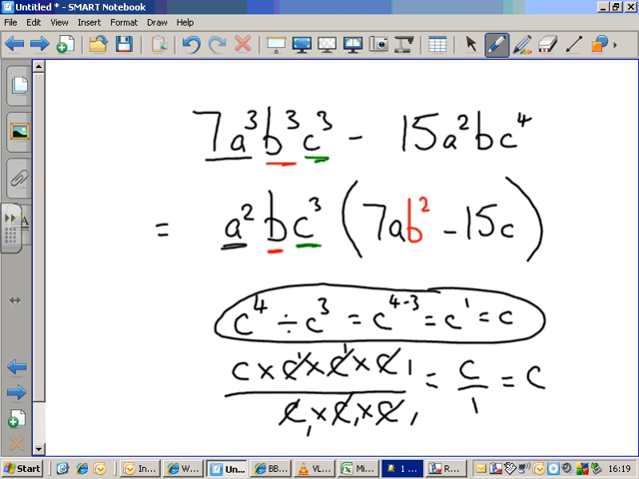That's a couple of examples of factorizing expressions which include indices. In principle, that's it. I can't emphasize enough that probably watching the previous video on multiplying and dividing numbers with indices will probably set you up quite nicely to understand this particular topic.